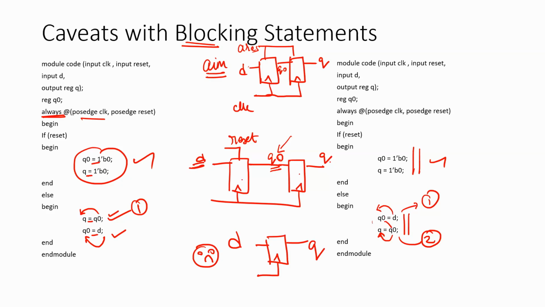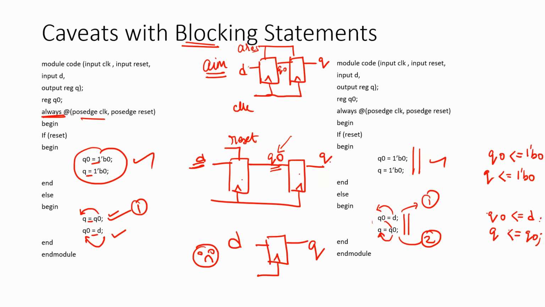This is a serious problem, correct? Whereas if I write it in the non-blocking case, I write it this way: I use less than equal to. The if else and all are remaining the same here. I write q naught less than equal to d and q less than equal to q naught.